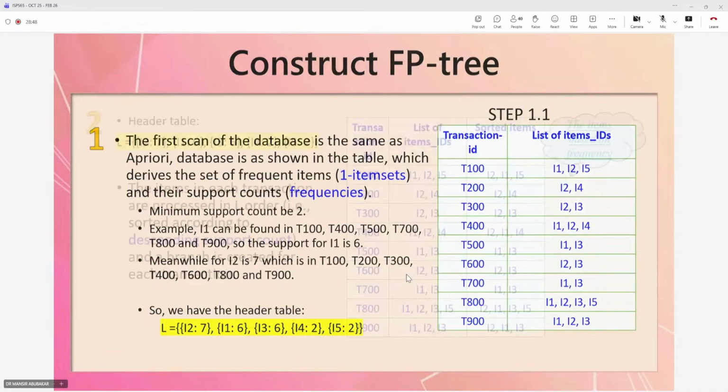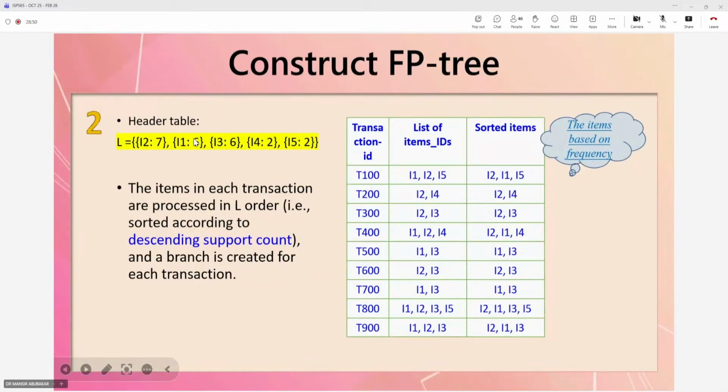So let's move and see the second step. Now we have the header. In the second step of constructing the FP tree, the items in each transaction are processed in L order, that is sorted according to descending support count.